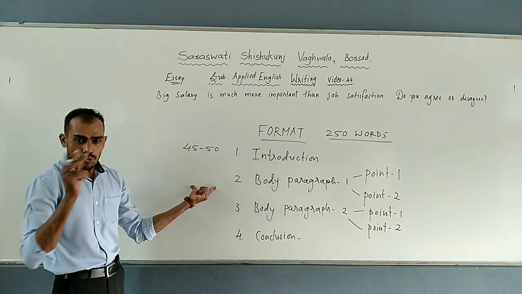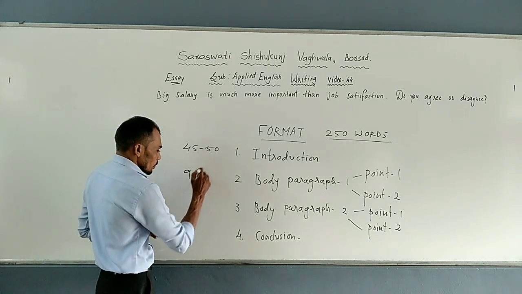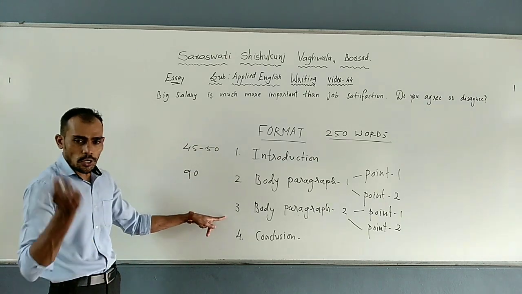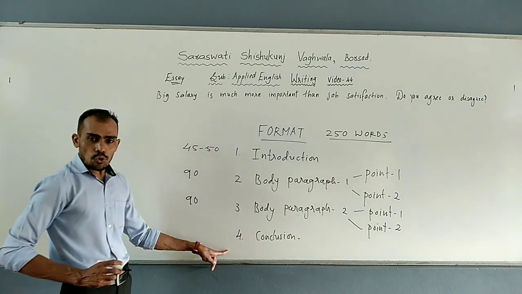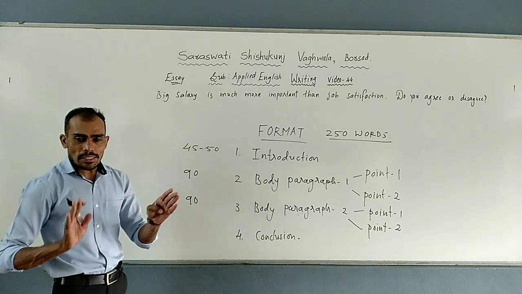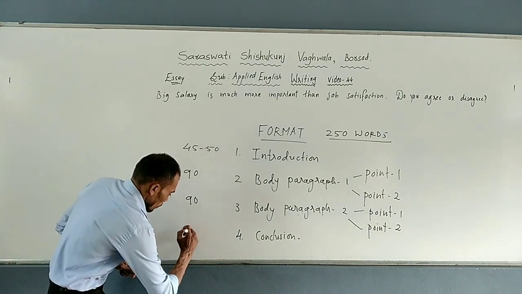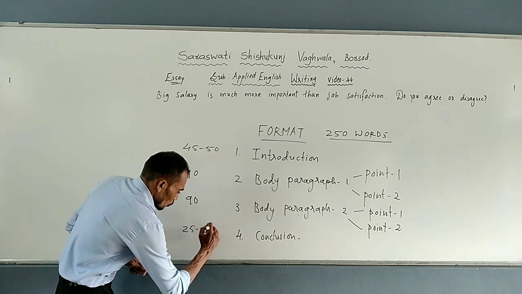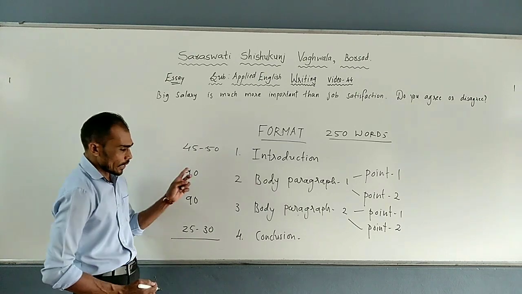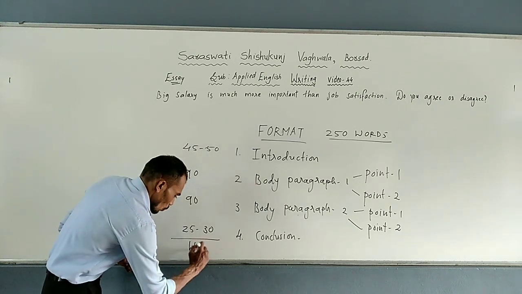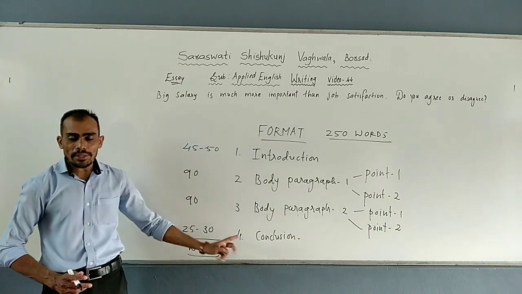Now in body paragraph, you need to write 45 to 50 words. Body paragraph 1, 2 points. What is the word limit? The word limit is 90 words. The same you need to follow for body paragraph 2. I write here 90 words. And in conclusion, the word count would be 25 to 30. So I write 25 to 30 words. Students, so this is the word limit that we have. Okay, so I write here words 250. This is the format that we have.